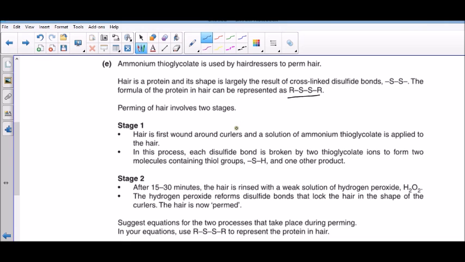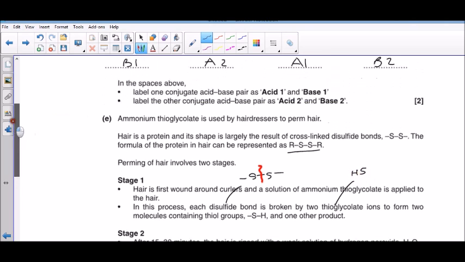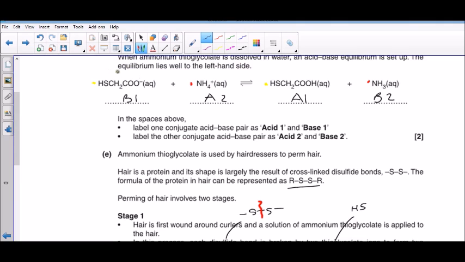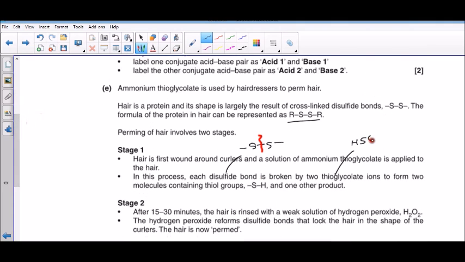Permanent hair involves 2 stages. In the first stage it's wound around curlers, and ammonium thioglycolate is applied to the hair, and the disulfide bond is broken. So we've got S, S, and that's being cut. We're breaking that bond in the middle there. It's broken by 2 thioglycolate ions, which, if we look back up at the top, is this one, and we're going to need 2 of them to form 2 molecules containing thiol groups.